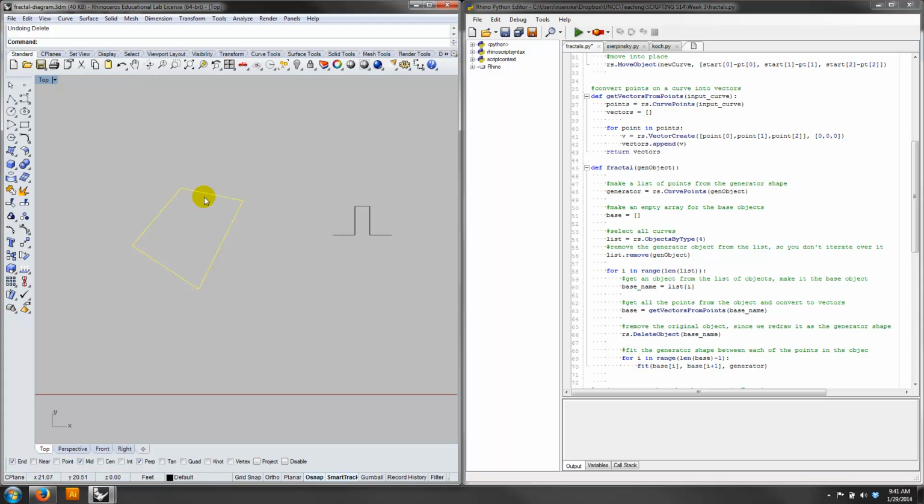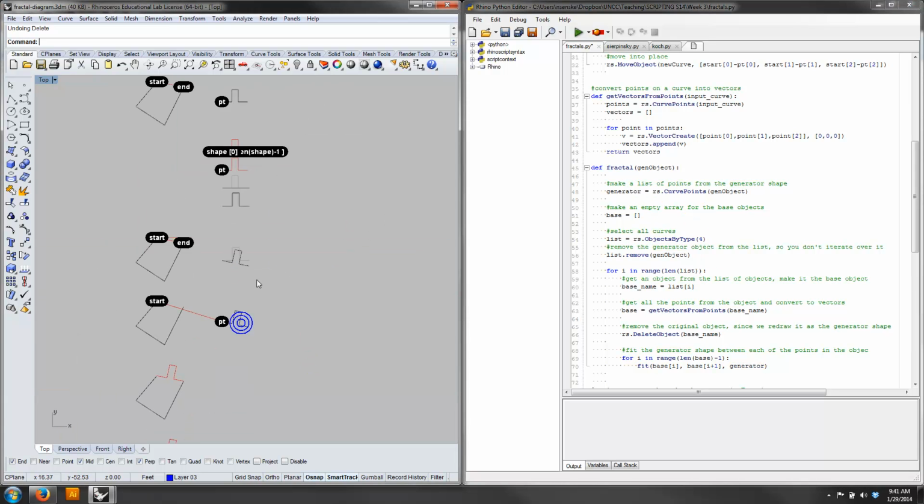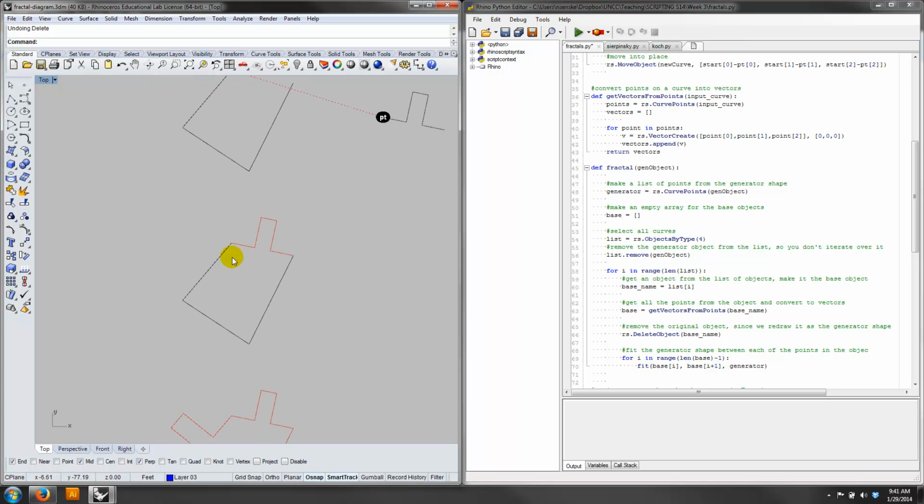So it's going to say, first point to the next point, send that segment into fit, and the generator, which is our list of vectors which represent a shape, is going to go into that fit function. Then that fit function is going to run, and we're going to get this. Then it's going to go to the next set of points, so this point to its next point, and run it again, and then the next one, and so forth until we run out of points in the array.